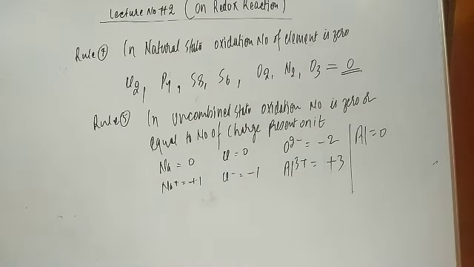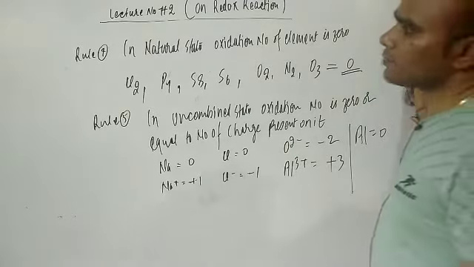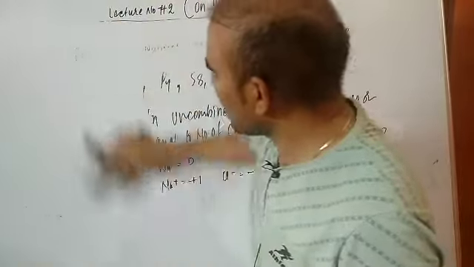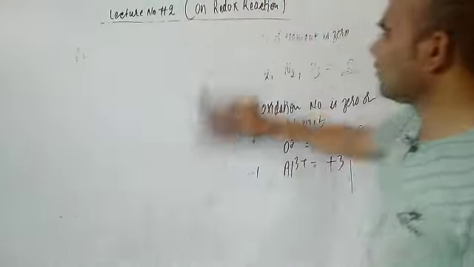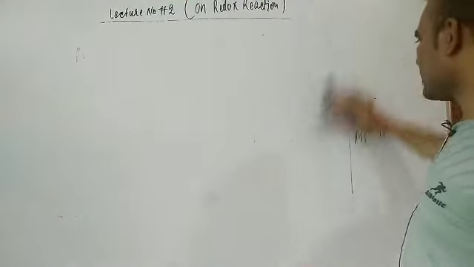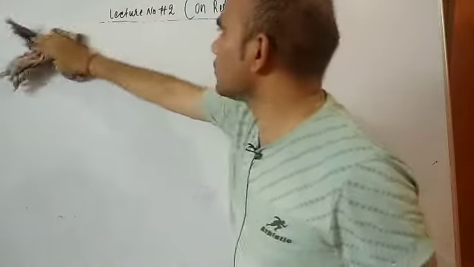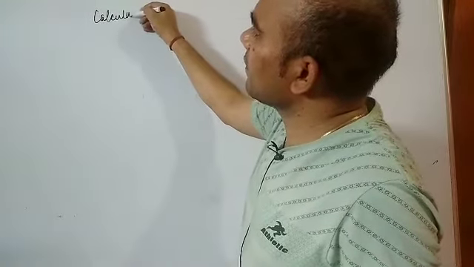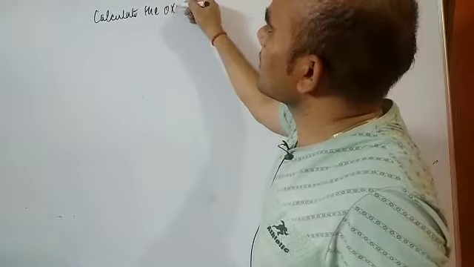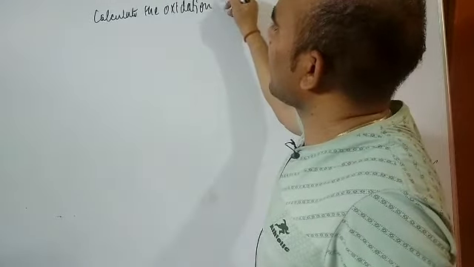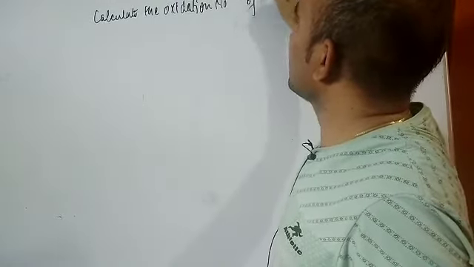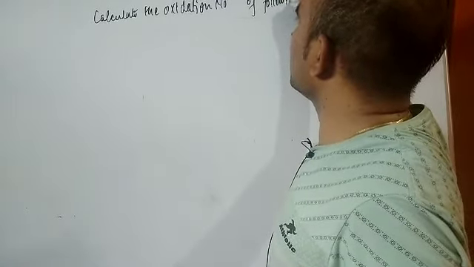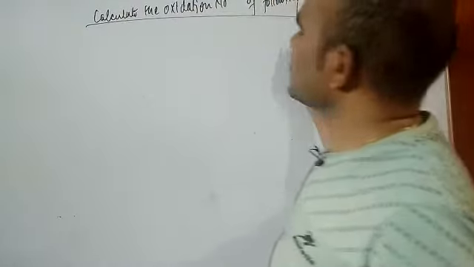So this is all about the rules of oxidation number, students. Let us try to solve some examples. Then we will go on to types of redox reactions, which we will study, dear students. So let us see the question: calculate the oxidation number of the following.